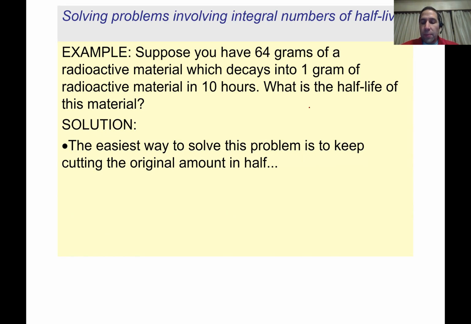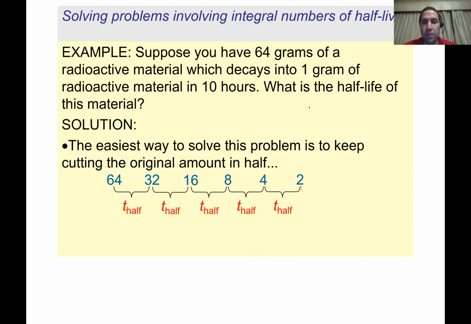The easiest way to solve this problem is just keep cutting the original amount in half. So if I have 64 to start with, after one half-life, how much is going to be left? 32. After another half-life, how much is going to be left? 16. Another one, 8, then 4, and then 2, and then 1.